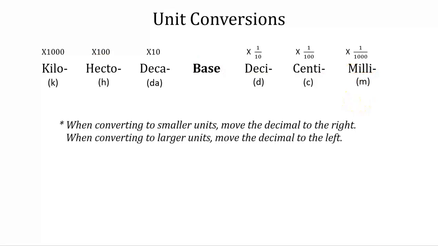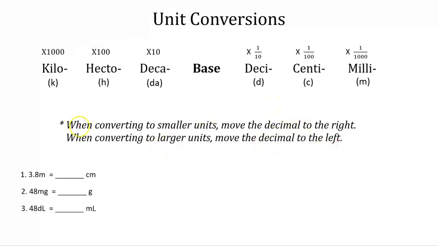generally what you do is when you convert to smaller units, you move the decimal to the right, and the number of places that you move the decimal depends on how many columns up or down you went on this convention here. And if you want to convert to larger units, then you'll move the decimal to the left. So let's try and practice this.